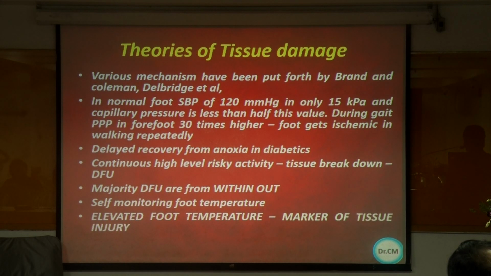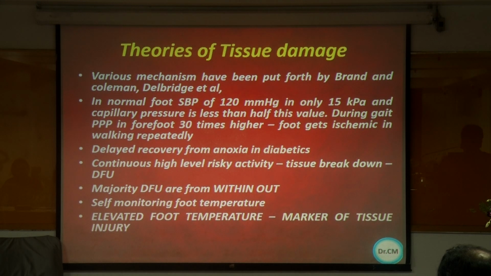What are the theories of tissue damage? Here I would like to highlight one important point. During the gait, peak plantar pressure in the forefoot is 30 times higher than that of the hind foot. Because of the 30 times higher peak plantar pressure, the patient is very vulnerable. He gets ischemic in walking repeatedly, and in the diabetic population there is a delayed recovery from the anoxia.